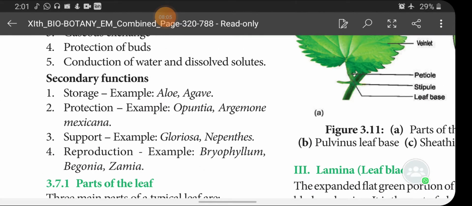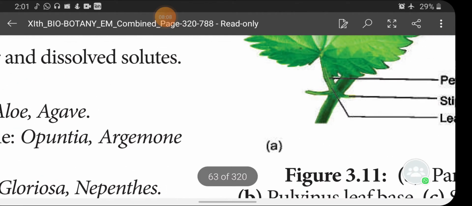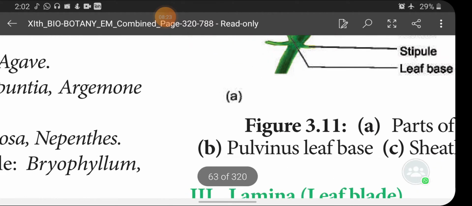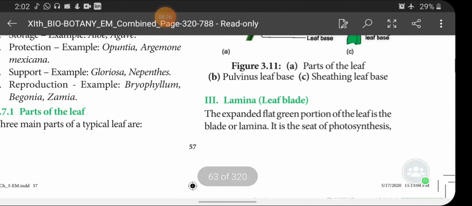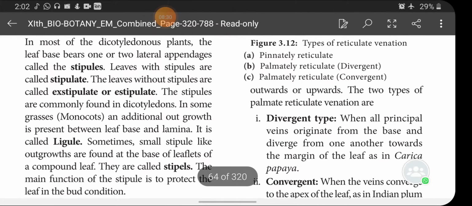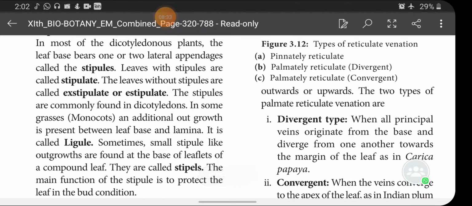You see, children, at the base of the leaf you could see some small leaf-like or thread-like structures. Like a stick, green in color, extending straight like small leaves, that is called what? Stipules. Okay, so if the leaves possess stipules, then the leaves are said to be stipulate. Leaves without stipules are called exstipulate or estipulate.